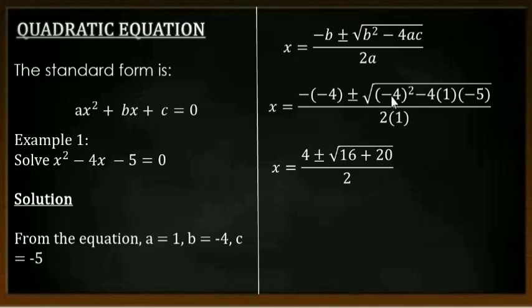Minus 4 squared simply means minus 4 times minus 4. The minus will multiply to give you an invisible plus. 4 times 4 will give you 16. Then minus times minus will give you plus. 4 times 1 will give you 4. 4 times 5 would give you 20. Taking a step further, x will be equal to 4 plus or minus the square root of 16 plus 20, which will leave us with 36, divided by 2.